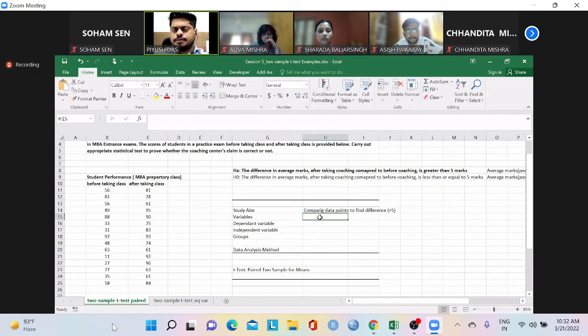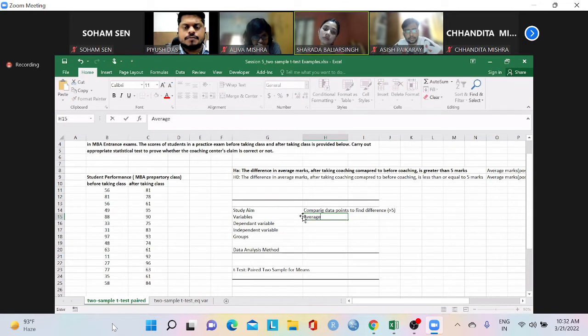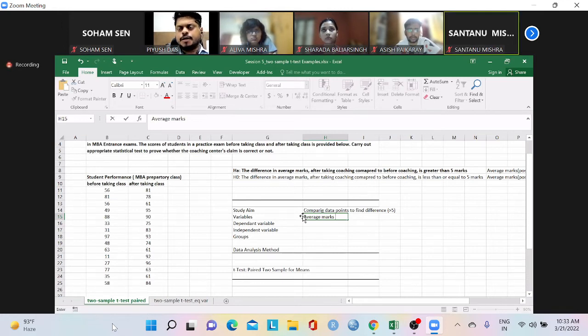Variables. What are my variables? Average marks. Okay, so that is one variable. So what kind of variable is this? You have nominal, ordinal, ratio, interval. So what kind of variable? Ratio.